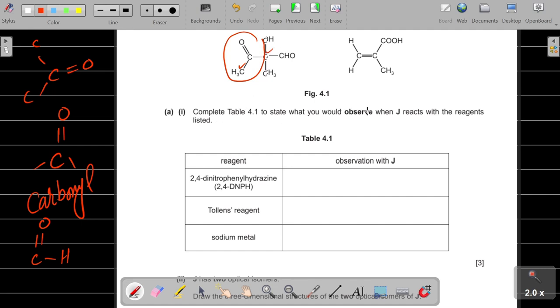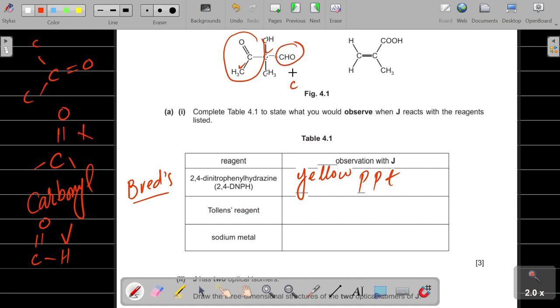So complete what you observe when J reacts with the reagent. So what is the precipitate of this? Now we need to write the precipitate color. So we get a yellow precipitate. When an aldehyde or ketone reacts with Brady's reagent, we get a yellow precipitate. What is Tollens' reagent? Tollens' reagent only reacts with aldehyde, but it doesn't react with ketone. So here you can see I have this aldehyde group, it is actually C double bond O, with one hydrogen here.